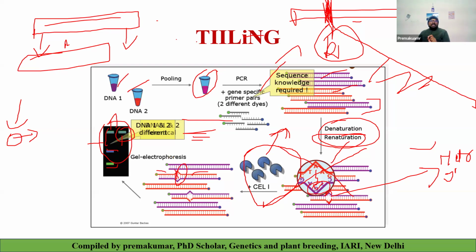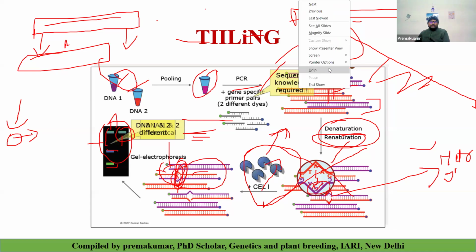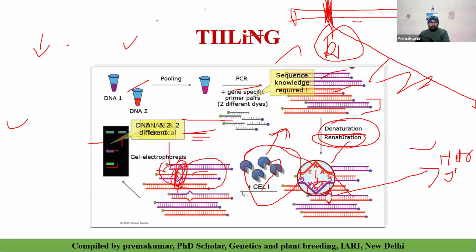TILLING means Targeting Induced Local Lesions IN Genomes. We have a target, then we are inducing lesions in the genome. We are mapping this particular region or nucleotide within the genome by using the CEL1 enzyme. This is called Targeting Induced Local Lesions in Genomes. Understood, TILLING? Yes, sir.